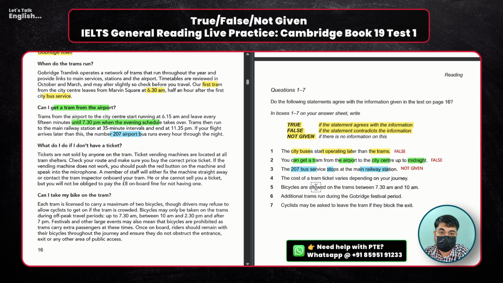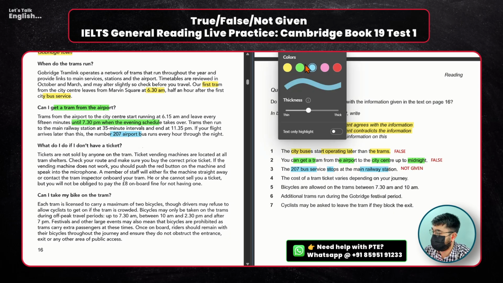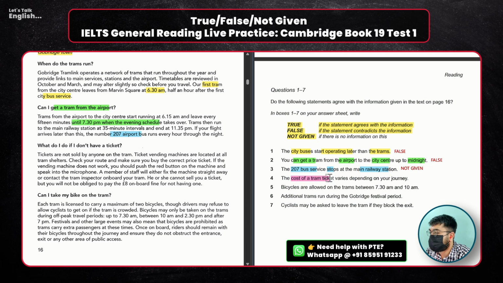Okay, the cost of a tram ticket varies depending on your journey. If you are going from Rajiv Chowk to Connaught Place, the cost might be different. If you're going to Azadpur Mandi from Rajiv Chowk, the cost will be different.